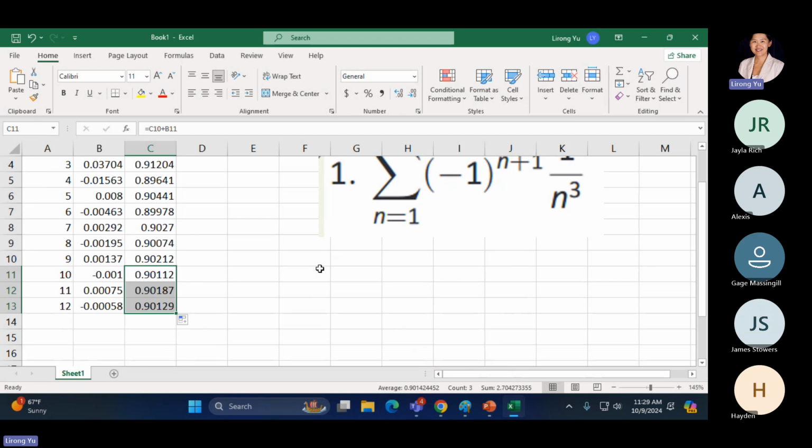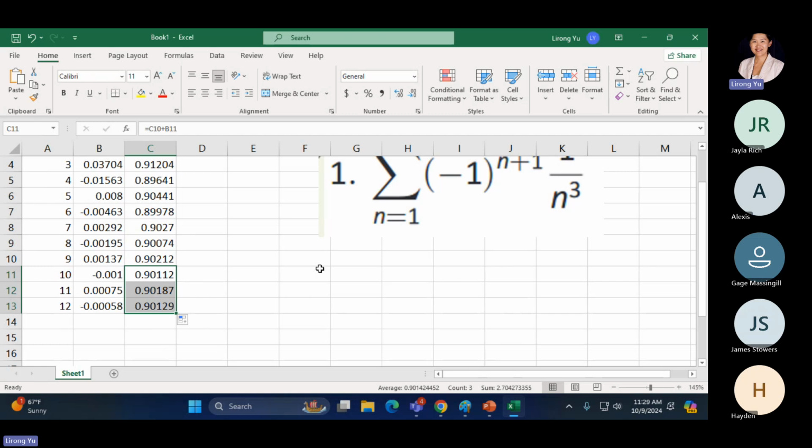So I think according to my calculation yesterday, the n will be 9. But look at the table, it looks like it's better for 10, right? At 10, the 3 decimals, to be accurate, it was stabilized. So I think the answer should be 10.